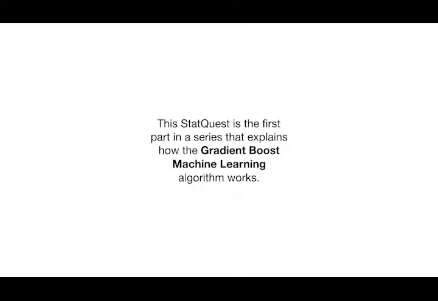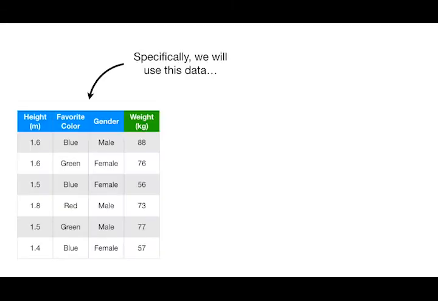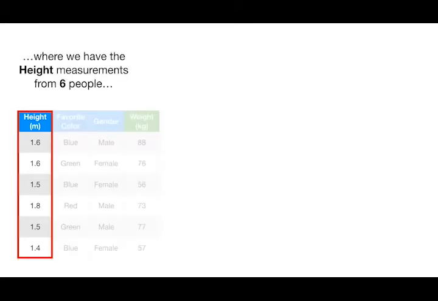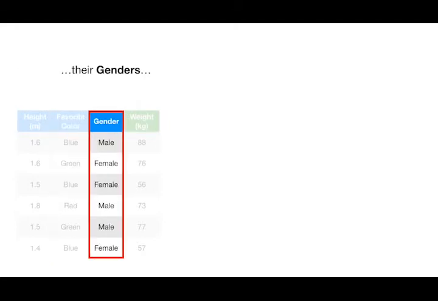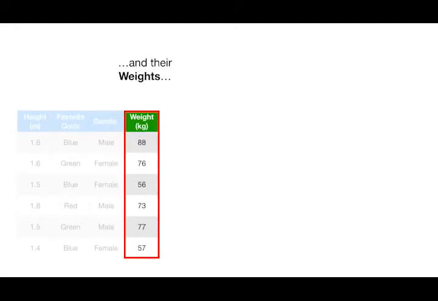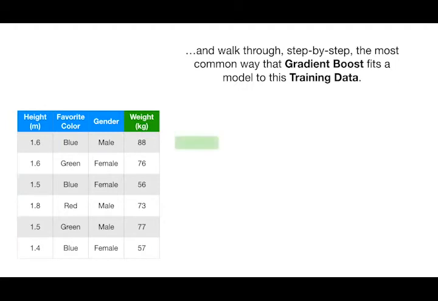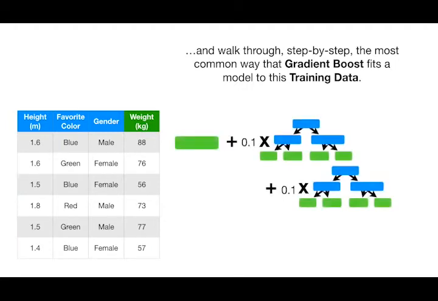This StatQuest is the first part in a series that explains how the gradient boost machine learning algorithm works. Specifically, we'll use this data, where we have the height measurements from 6 people, their favorite colors, their genders, and their weights. And we'll walk through, step by step, the most common way that gradient boost fits a model to this training data.